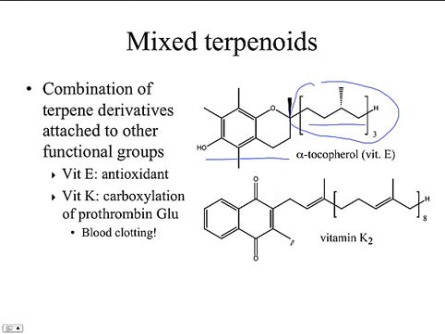Vitamin K, which is an important ingredient for proper blood clotting, is also an example of a mixed terpenoid, and basically this portion of the molecule is derived from the terpene portion of the molecule, and the rest of it that actually participates in the reaction, the carboxylation reaction that takes place, actually comes from the non-terpene portion of the molecule.